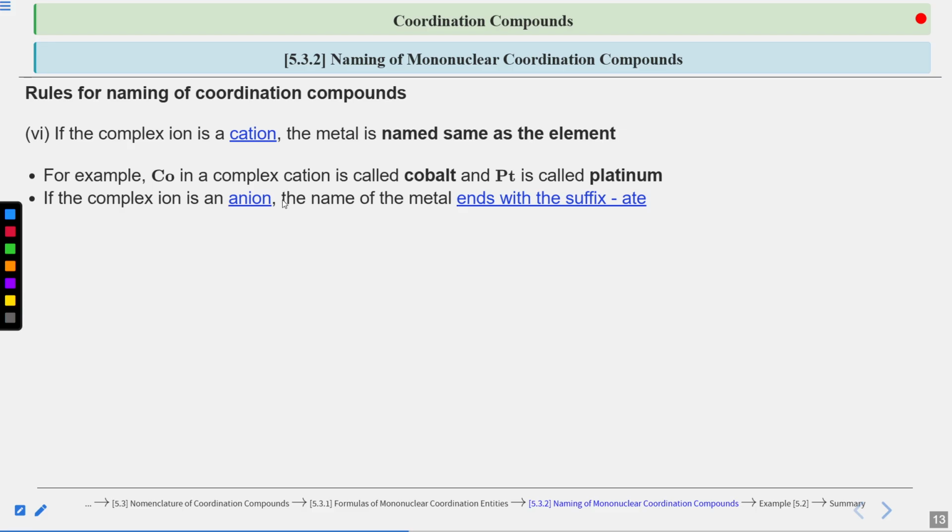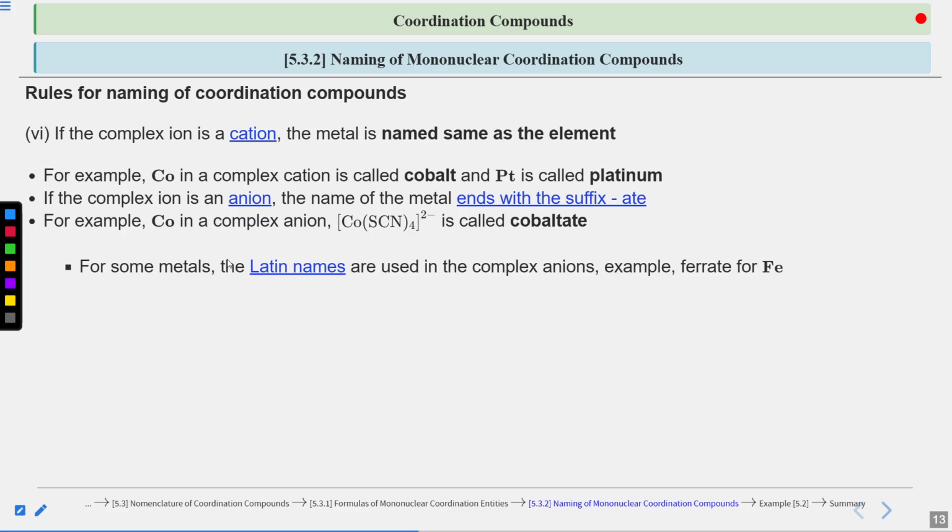What if the complex ion is an anion? If the complex ion is an anion, that means it is going to have a negative charge. The name of the central metal is going to end with the suffix -ate. So while writing the anionic complex ion, you have to end the central metal name with the -ate suffix. For example, take the complex anion [Co(SCN)4]2-. This complex ion is an anion because a 2 negative charge is present, and the central atom is cobalt. So the cobalt name will be cobaltate, not cobalt. It will end with the -ate suffix. So, cobaltate.